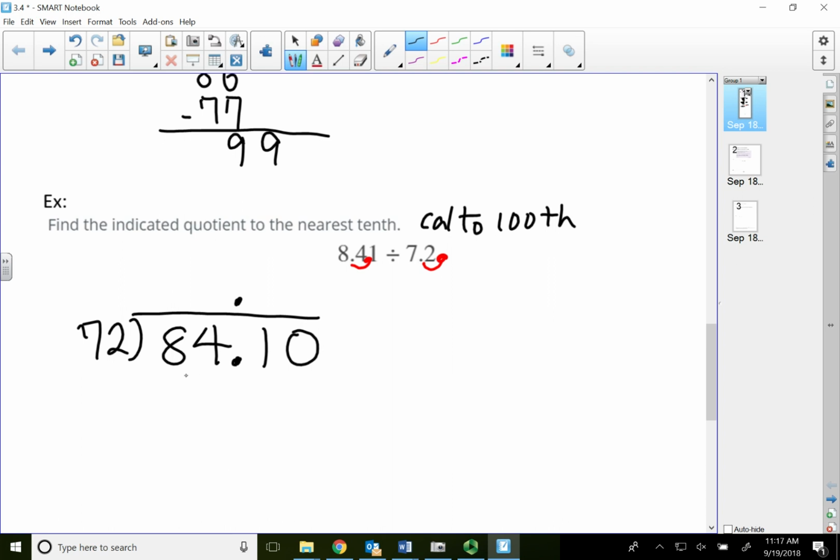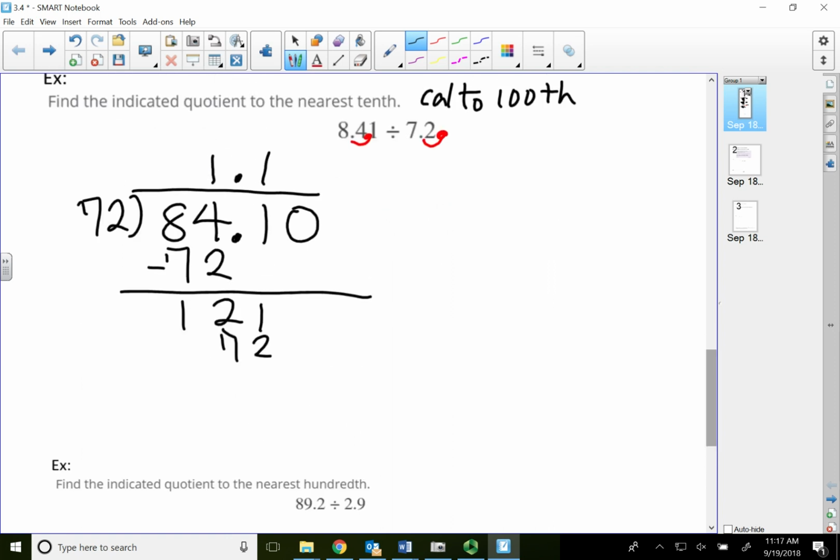So 72 going into 84 one time, so that goes in the ones place. In long division we subtract, that's 12. Bring down the 1. 72 will go into 121 about one time. So that's another 72 right here. So if I subtract, 11 minus 2 is 9. 11 minus 7 is 4.